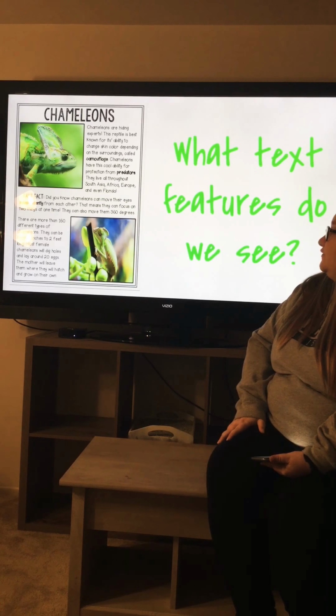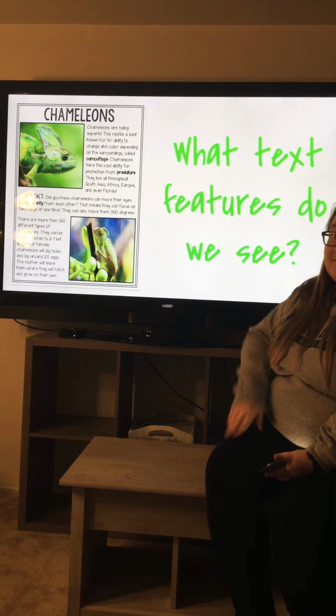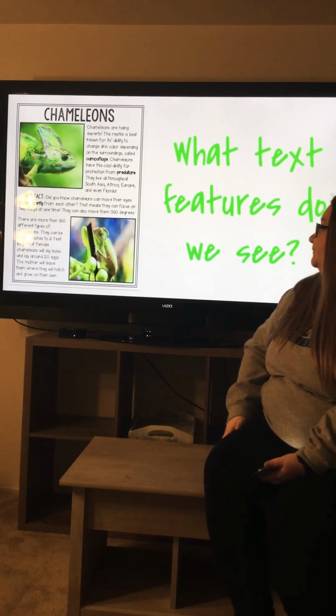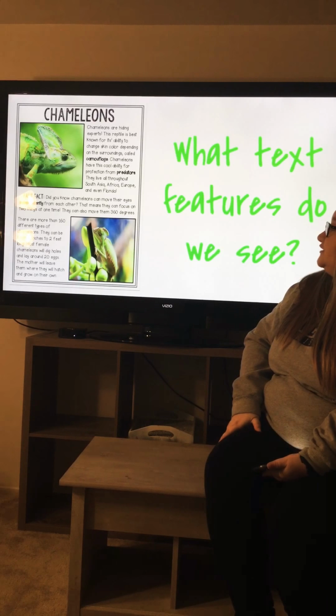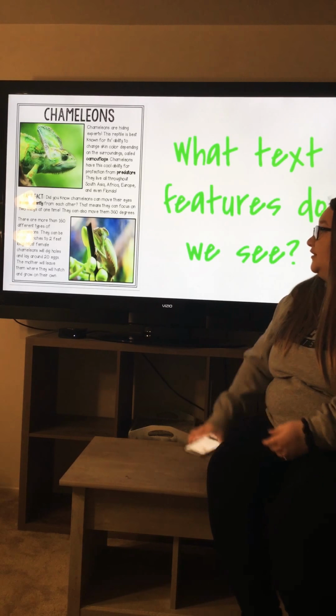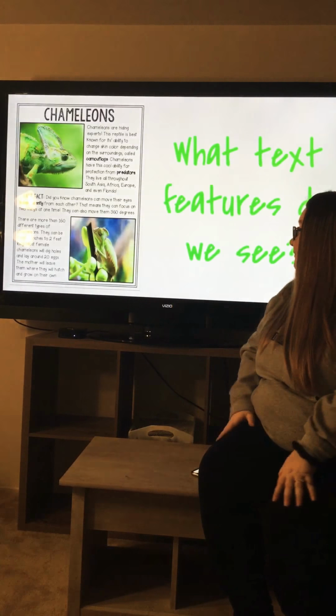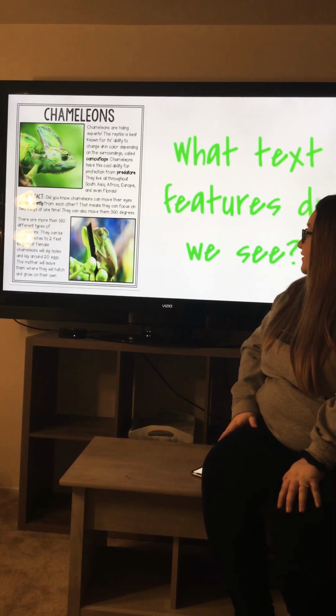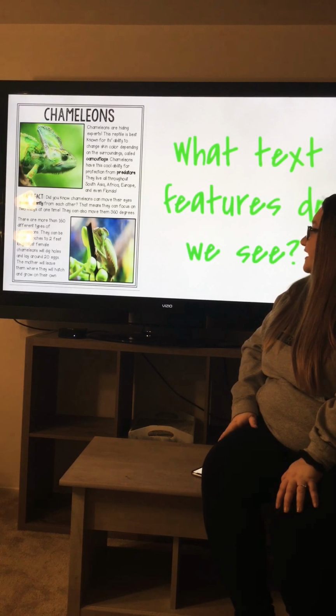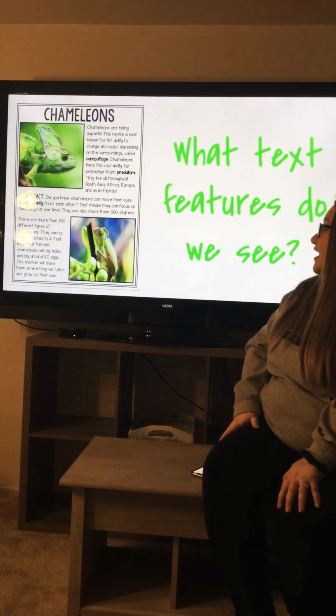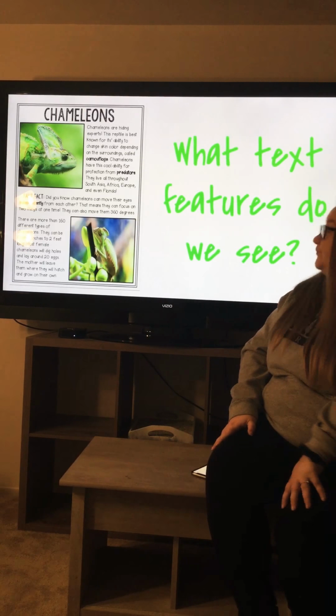They can also move them 360 degrees. That means all around. There are more than 160 different types of chameleons. They can be from 2 inches to 2 feet long. Most female chameleons will dig holes and lay around 20 eggs. The mother will leave them where they will hatch and grow on their own.